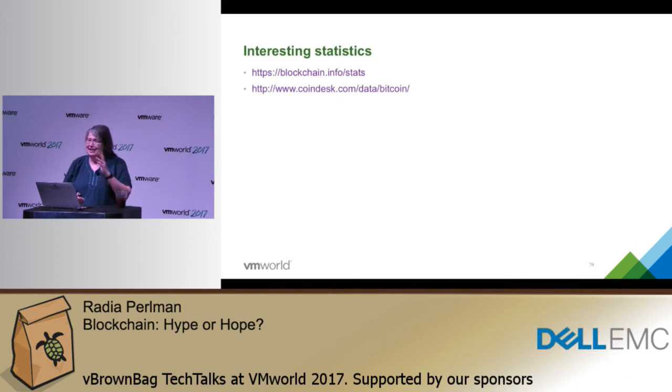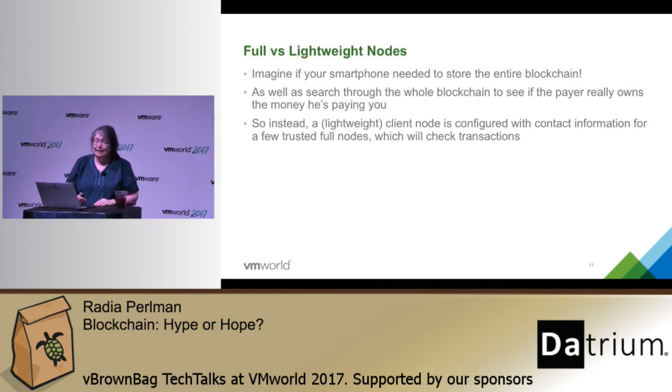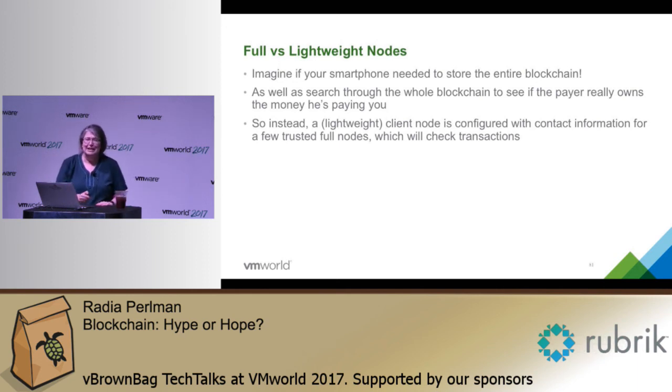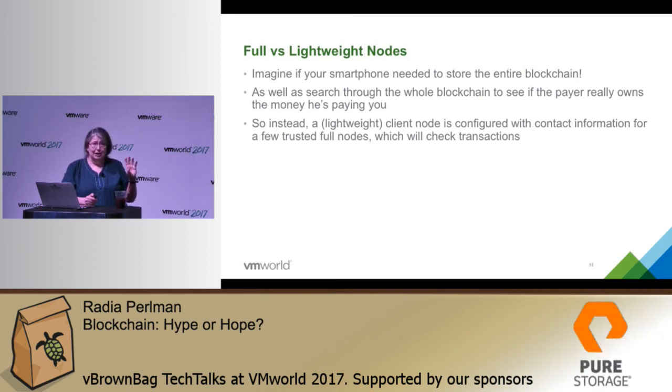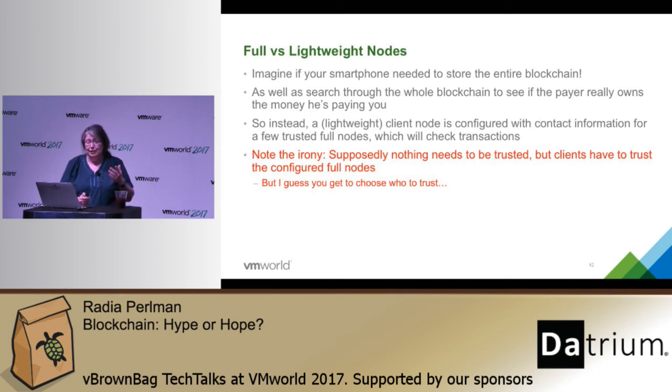There's interesting statistics on the web, and the statistics in my slides may be out of date, but they'll give you an idea anyway. Now, another concept is full nodes versus lightweight nodes. So the original design, if you wanted to accept money, you'd have to have the entire ledger and do all this stuff of searching for the transaction and searching all the previous ones. But your smartphone isn't going to do that. So you're configured with some full nodes that keep track of all of this, which means that supposedly nothing needs to be trusted, but clients have to be configured to trust the nodes they're configured to trust.